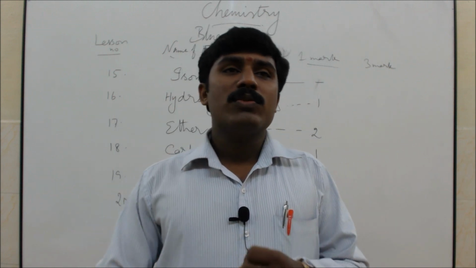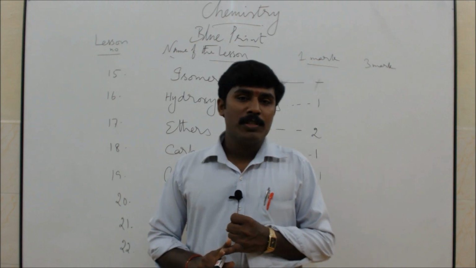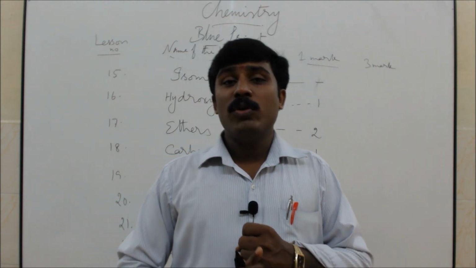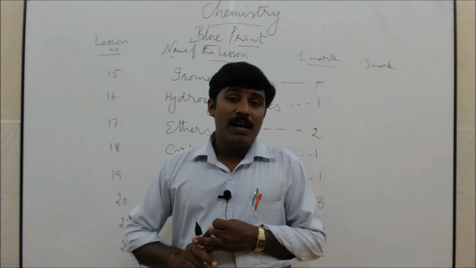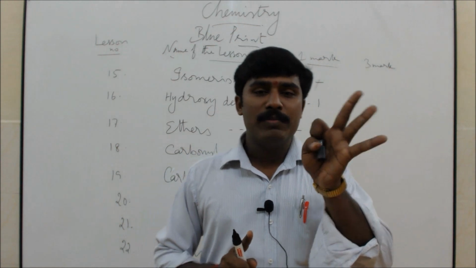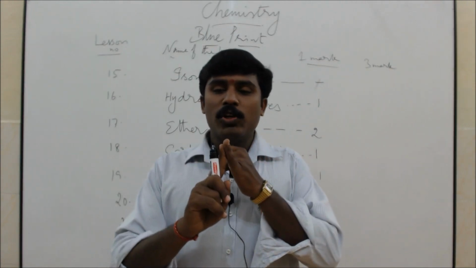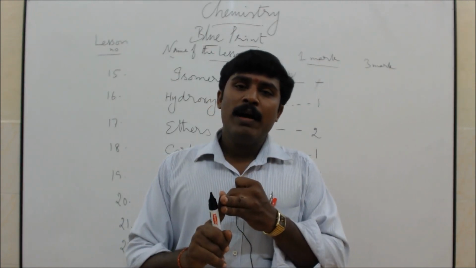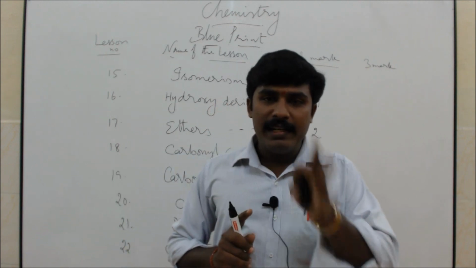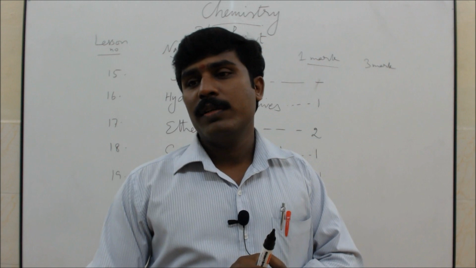Which lessons? First one is electrochemistry 2. From electrochemistry 2 there is no 1 mark question. Next one is isomerism. From isomerism there is no 1 mark question. The last lesson is chemistry in action. So you can leave these 3 lessons alone for 1 mark: electrochemistry 2, isomerism, and chemistry in action. The remaining 19 lessons you have to study thoroughly for 1 mark questions.